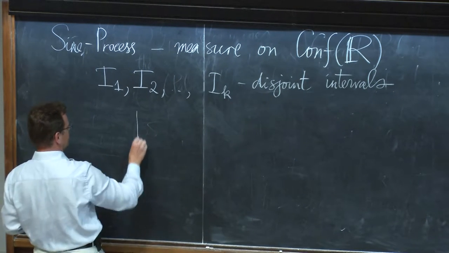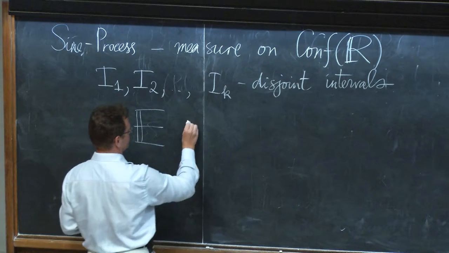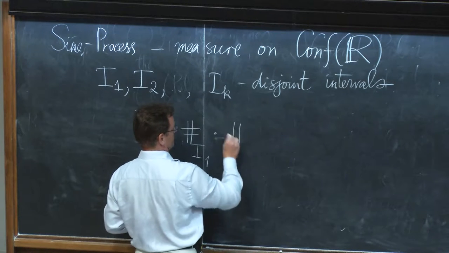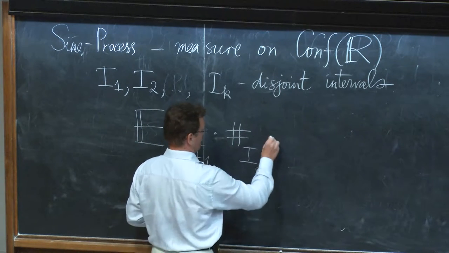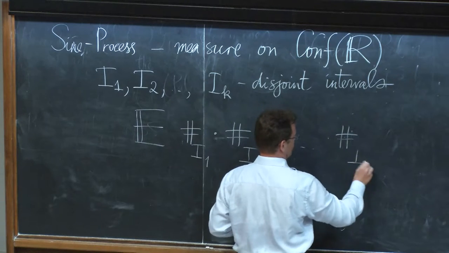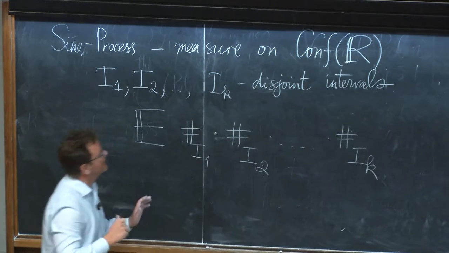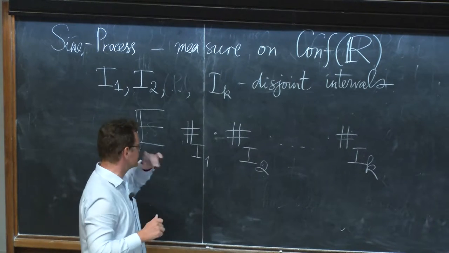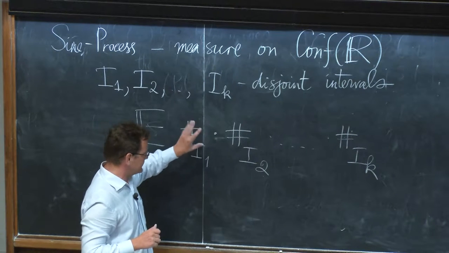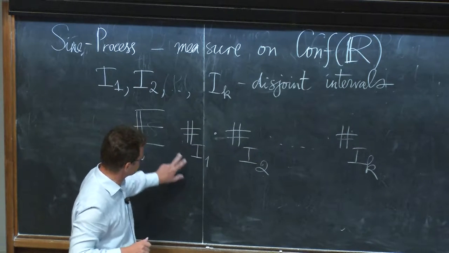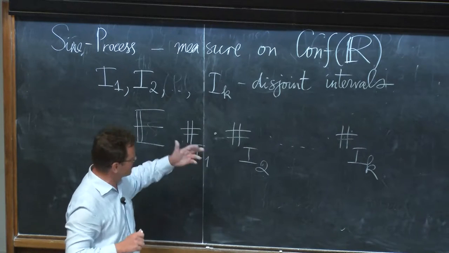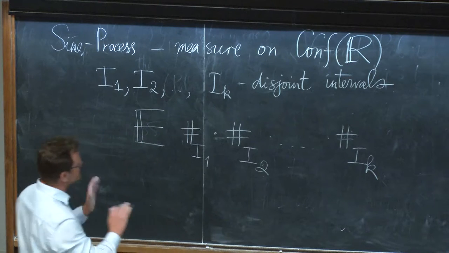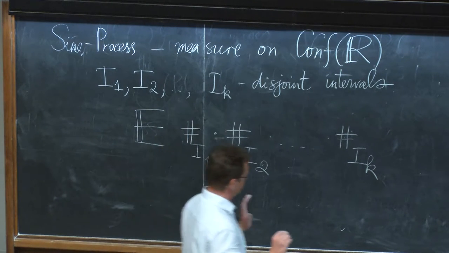Then I will take the expectation of the product of these numbers. Here I am skipping some details, but in fact a point process is completely determined by such expectations. Ideally I should also take powers: these are random variables, but to determine them completely, I should take not just their products, but also products of their squares, their third powers, and so on. I don't do this, but in fact this is enough to define the point process.